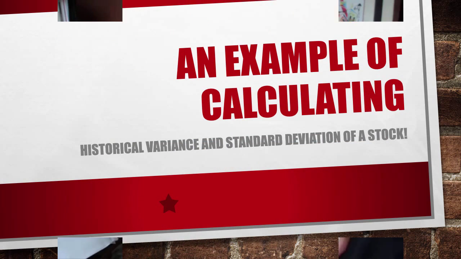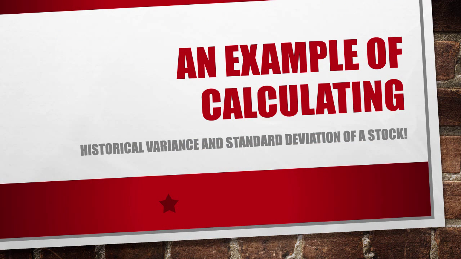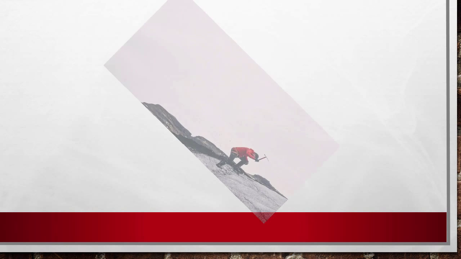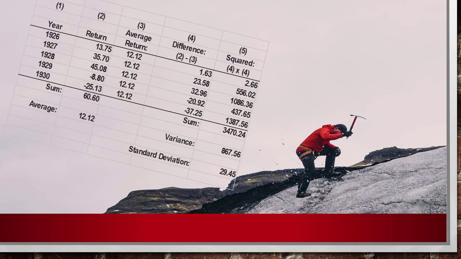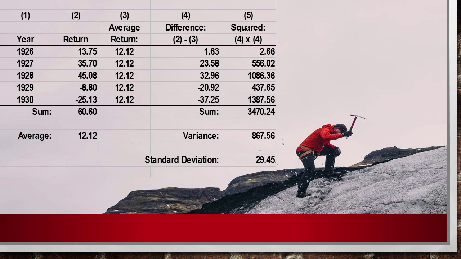Here's a very useful example of how to calculate the standard deviation and the variance of the historical returns of a dividend-paying stock. Take a look at this data for large company stocks from 1926 to 1930. It goes right through that 1929 famous crash period that started the Great Depression.